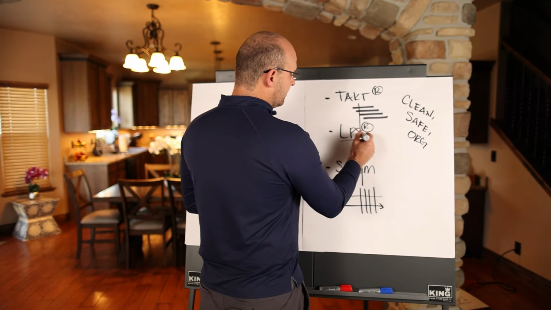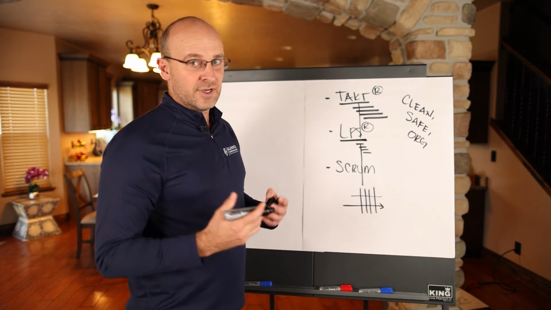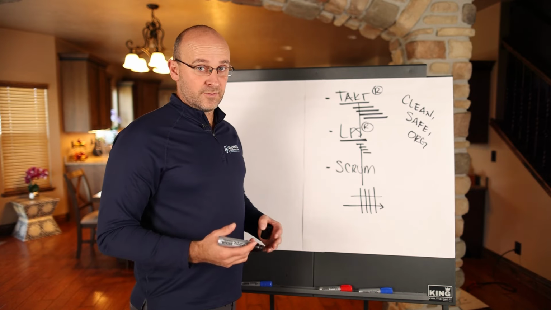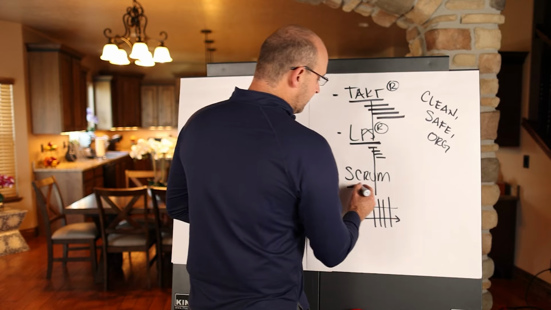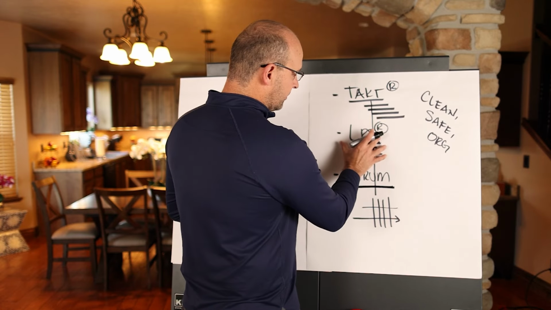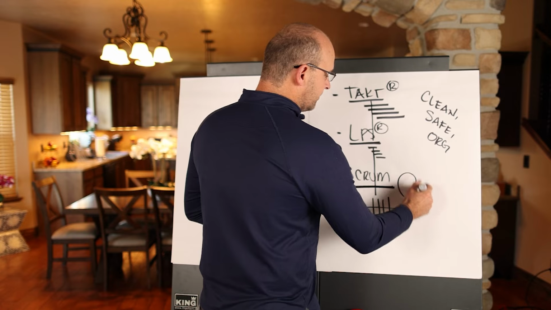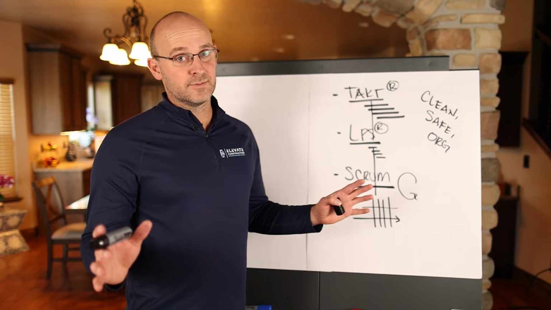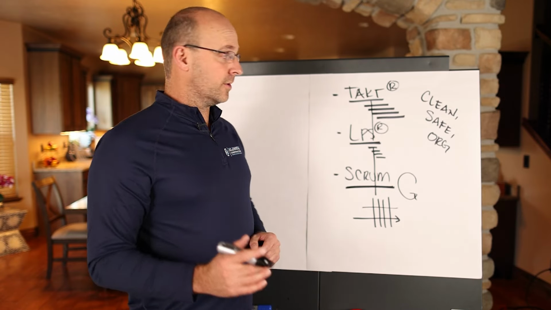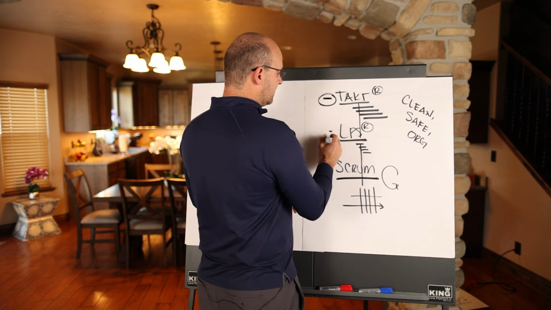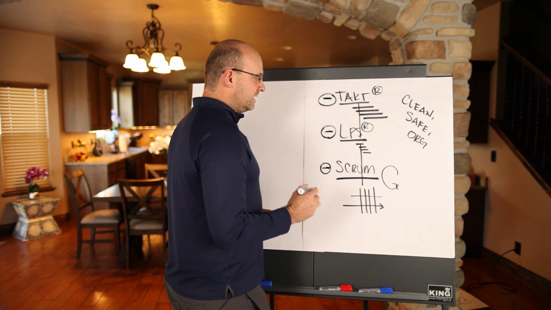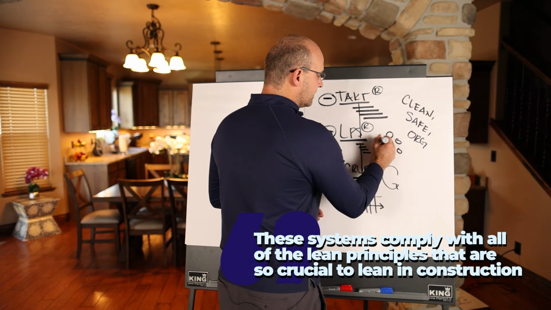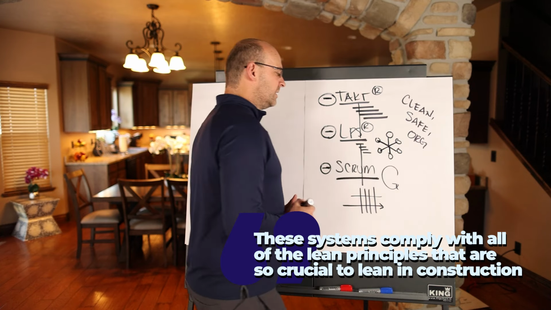If you have the last planner system, oh my gosh, this is such a good video. If you have a last planner system, you have your visual environment with total participation with the project foreman and the superintendents or the last planners. And if you have all of these together, especially when you're using last planner and Scrum, you're continuously improving to get a better product towards the owner that is at the highest possible quality at the lowest possible overall total cost. So I want you to know that if you get the chance to learn about TACT, learn about last planner, learn about Scrum, please do it, because these systems comply with all of the lean principles that I talked to you about before that are so crucial to lean in construction.